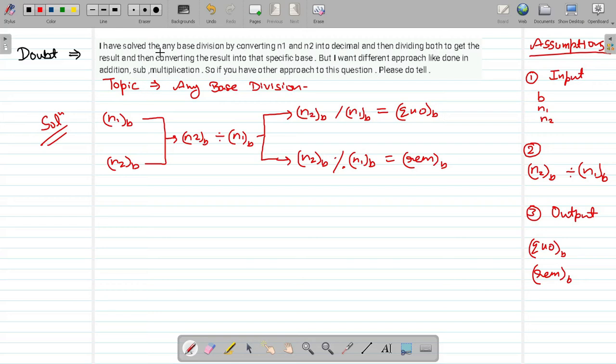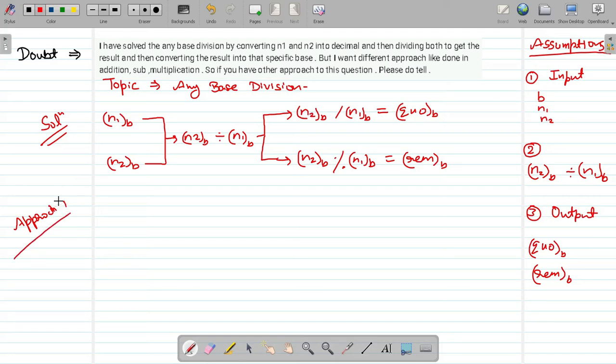Okay, and the one who asked this question said that she has converted n1 and n2 into decimal, then divided them and converted the result into that specific base, base b, which was given. Okay, so that was her approach. First let's see that approach 1.